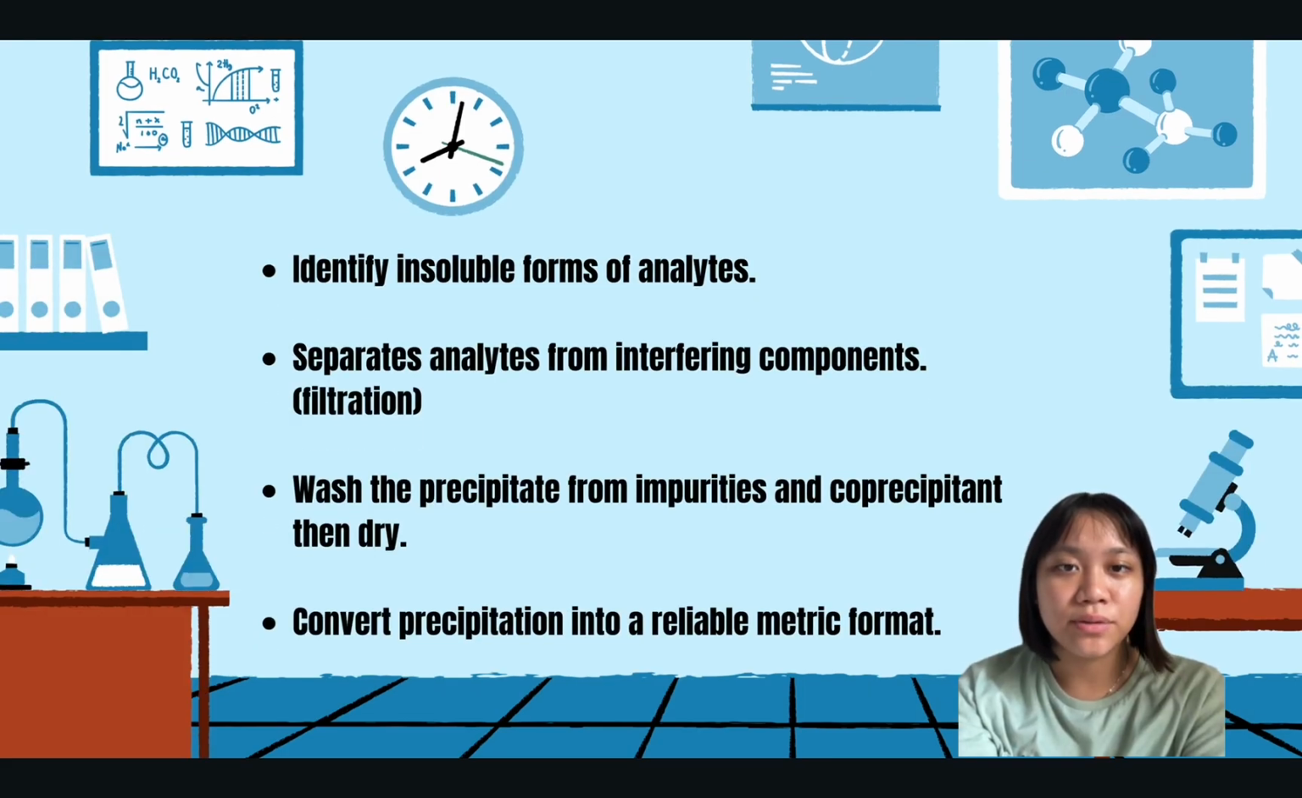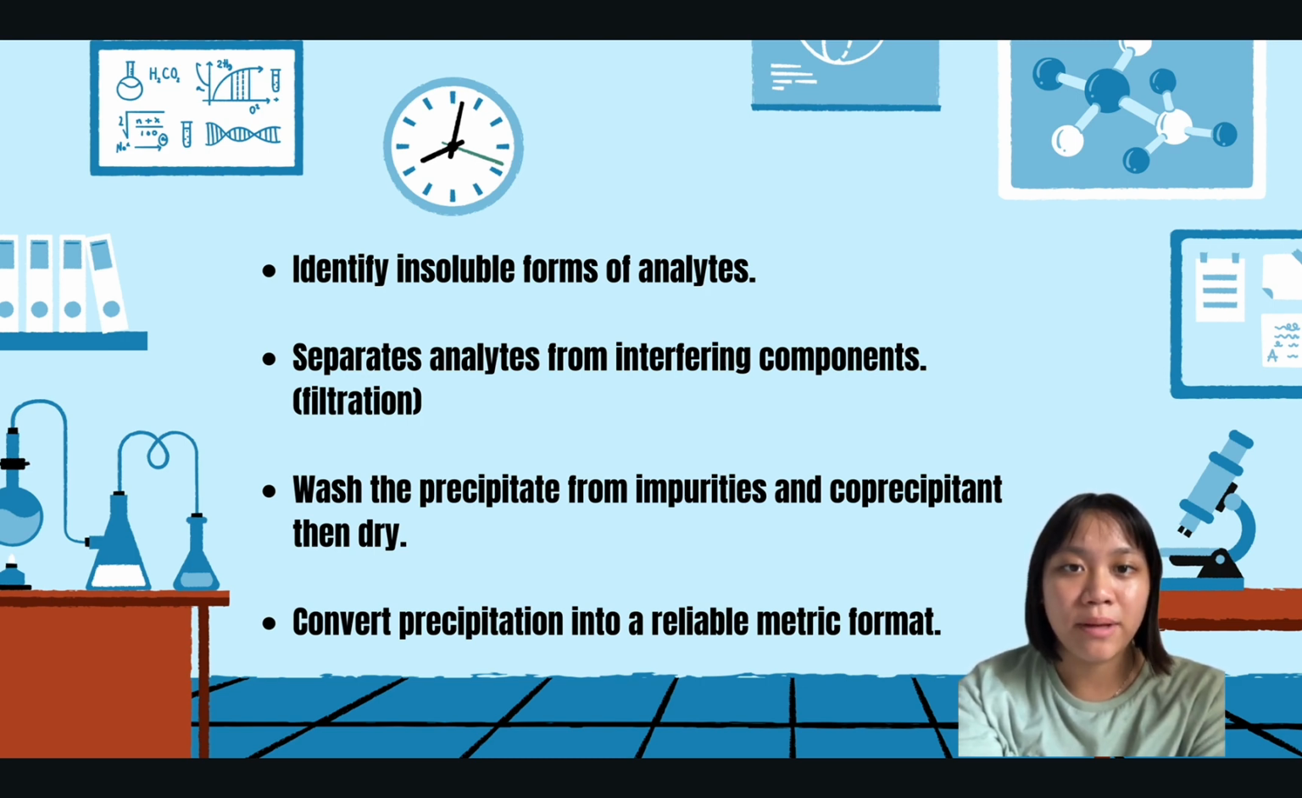Next, I am going to state a few principles of gravimetric analysis. The first one, identify insoluble forms of analytes. After that is filtration, which is separating analytes from interfering components. Furthermore, wash the precipitate from impurities and co-precipitates, then dry. And lastly, convert the precipitate into a reliable metric format.